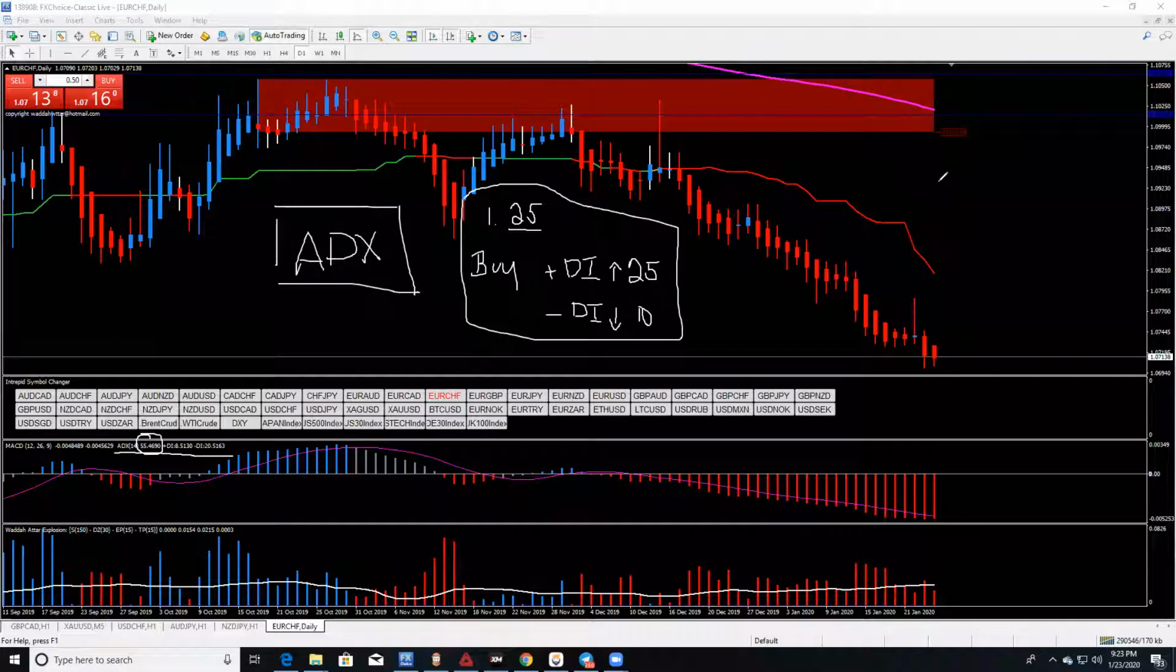For a sell, the first thing is for your line here, your ADX, to be over 25. And then for a sell, it's this. You want your plus DI to be under 10. I'm sorry, it needs to be under 10, not -10. And your negative DI, right? You want it over 25. Just like that.